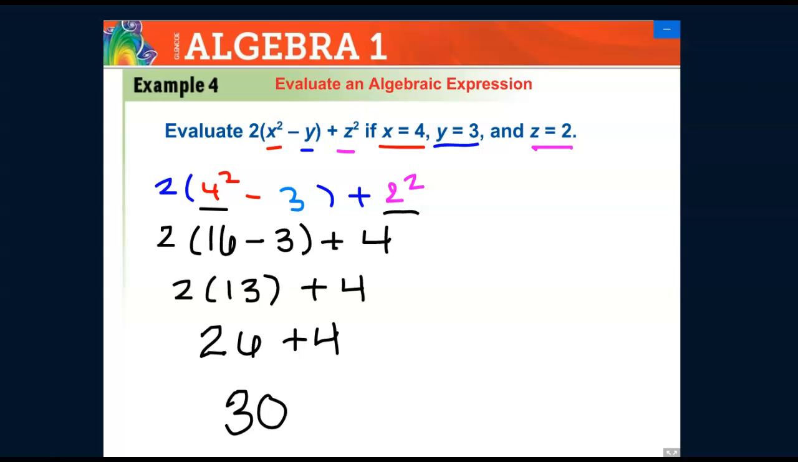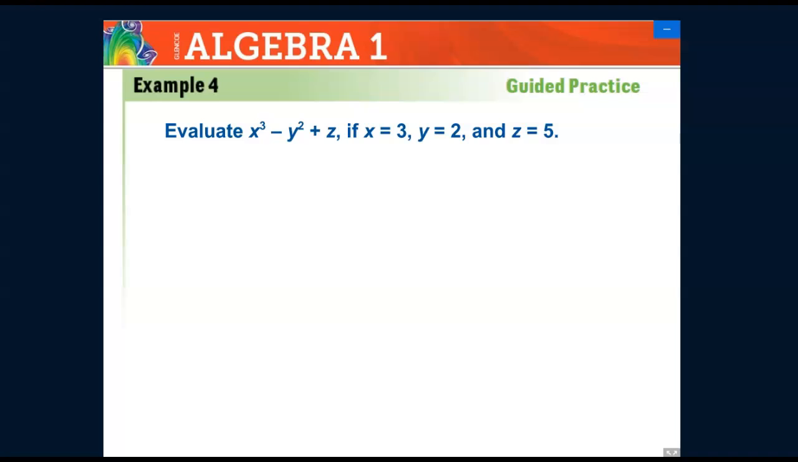So again, this is called evaluating algebraic expressions. When you're evaluating, you are plugging in something for the variable. An algebraic expression is something without an equal sign. Expressions have no equal signs. Okay, let's try again. Plug your x's in for x, your y's in for y, your z's in for z.